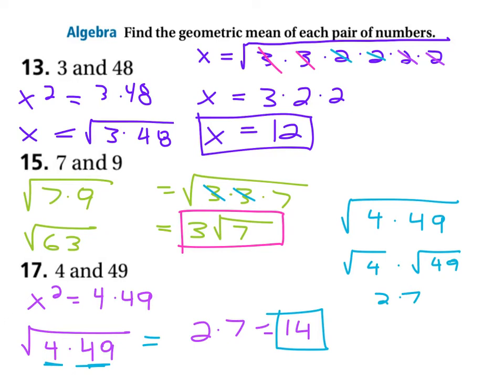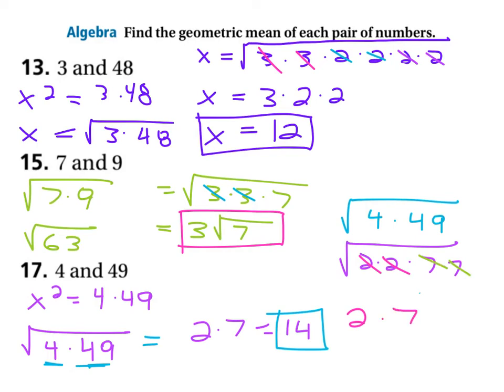You could have broken that down. Maybe you didn't think about them as perfect squares, so you broke them down. Well, 4 breaks down into 2 times 2, 49 breaks down into 7 times 7, and then if I see a number in there twice, I can bring it out once. And you still get 2 times 7, or 14.